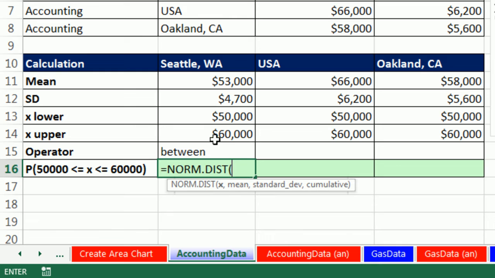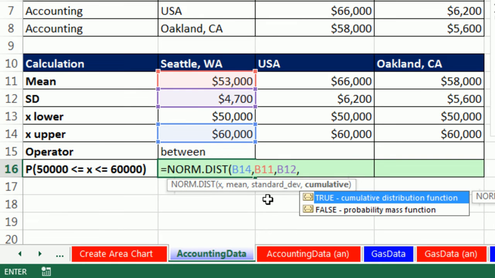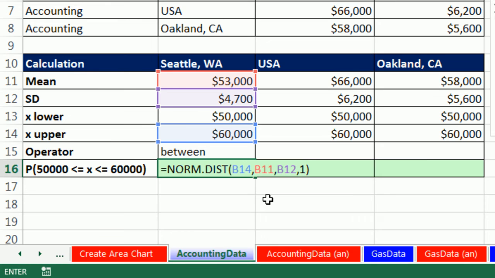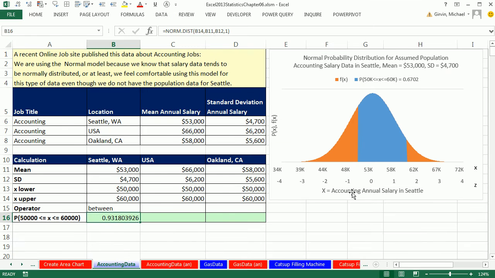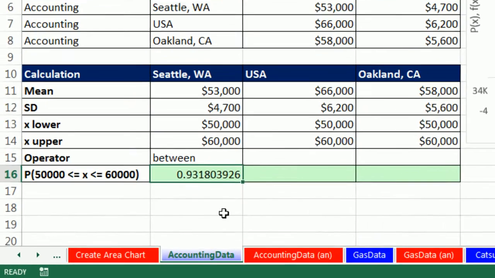NORM.DIST. Our x, we've got to take the bigger x first, comma, the mean. There's the mean for Seattle. Relative cell reference, right? Comma, standard deviation for Seattle. Relative cell reference. Comma, cumulative 1. Now, if I enter this, this tells me the probability of getting a job in Seattle, 60,000 or less. It's all the area from the very small all the way up to that 60K. F2.